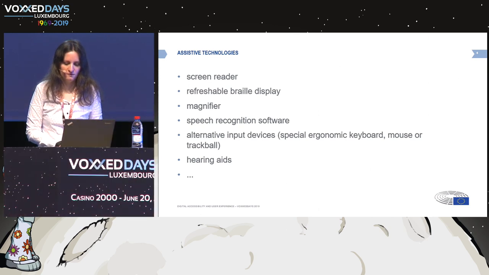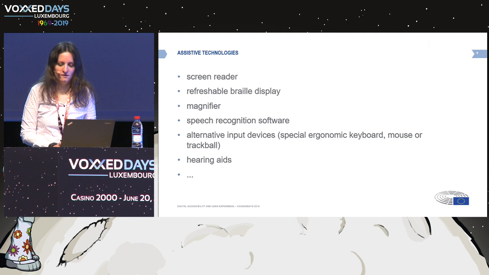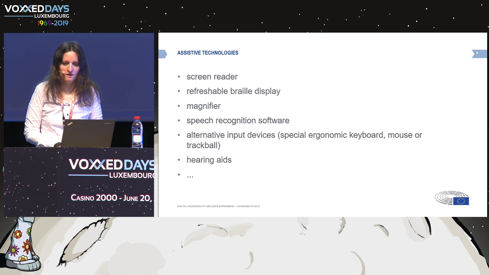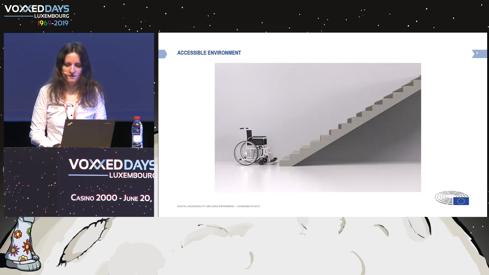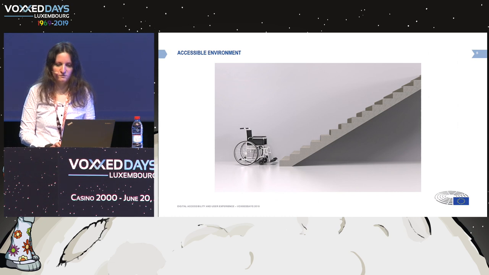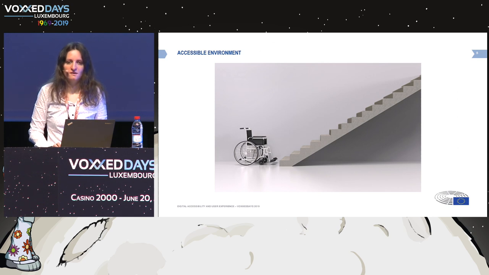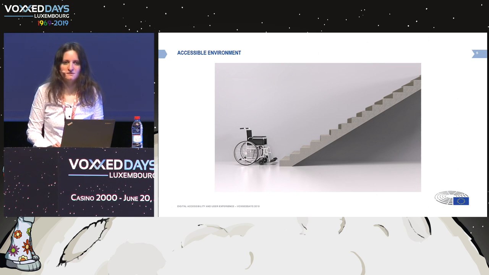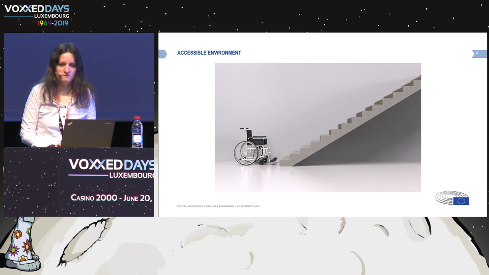However, using assistive technologies is not sufficient to make the content accessible to persons with disabilities. The environment needs to be accessible in order to enable access to the content. We can compare it with a wheelchair that cannot access a staircase, in the same way as the screen reader cannot access a component that has inaccessible code. So accessibility needs to be taken into account from the beginning in the design process.